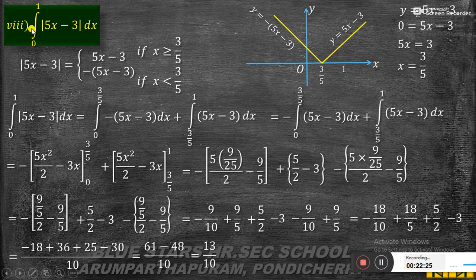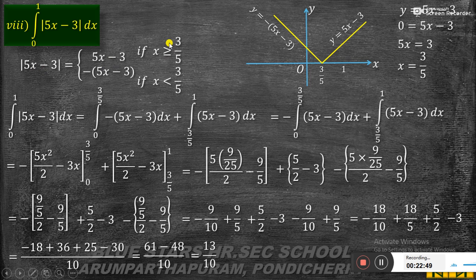So now we discuss the second problem, 6th subdivision. Integral 0 to 1 modulus of 5x minus 3 dx. So you see modulus of 5x minus 3, we write the conditions for 5x minus 3. Suppose it equals 0, then 5x equals 3, x equals 3 by 5.